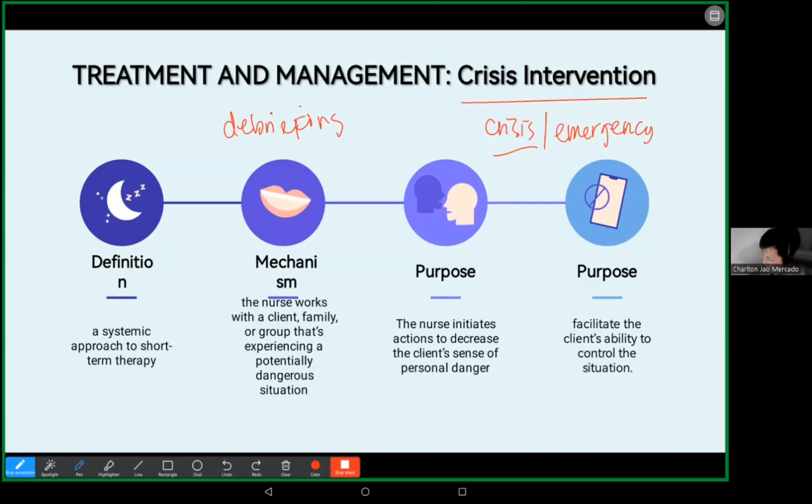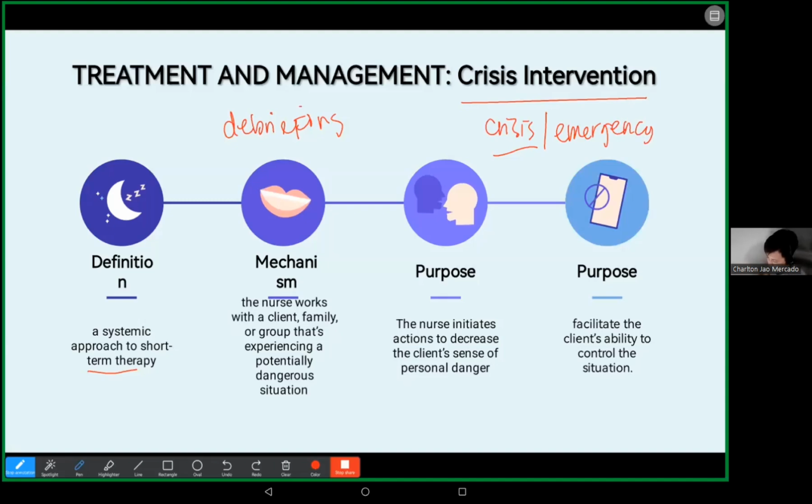To intervene inside the crisis. It is a systematic approach to short-term therapy since crisis is acute. Acute condition or acute event yung kanyang dinidil, hindi yung chronic. Pag chronic, like yung mga traumatic disorders, iba na po yung ating intervention. Hindi na po kaya ni crisis intervention.